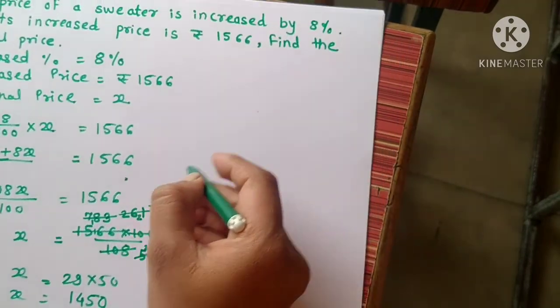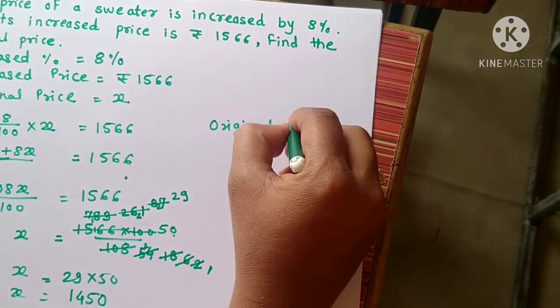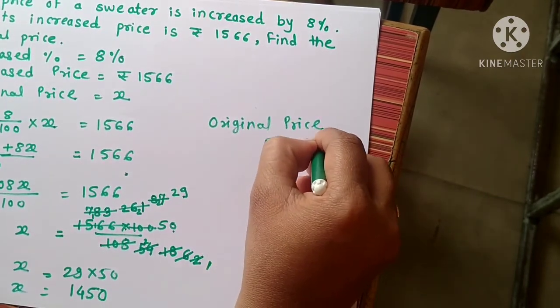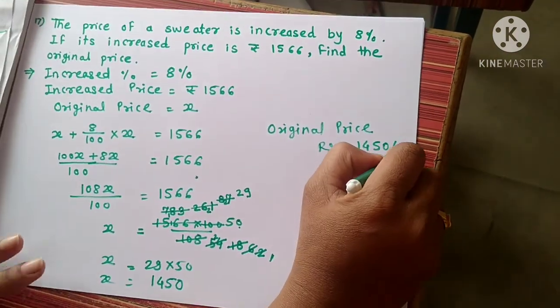So what will be the original price of the sweater? Original price of the sweater is rupees 1450. It will be the original cost of the sweater.